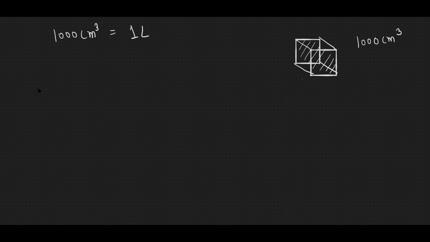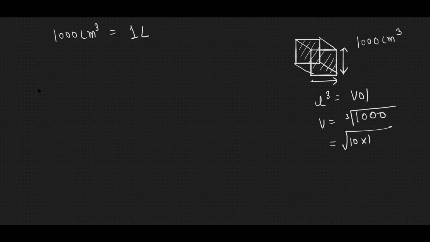And the side of this cube will be, so what is the formula of the volume of a cube? Volume equals a cube, so a cube equals 1000, cube root. So this will be 10 into 10 into 10, so 10 centimeter. So a cube which has a side of 10 centimeter will have a volume of 1000 centimeter cube, and its capacity is 1 liter. That it will have 1 liter water in it.